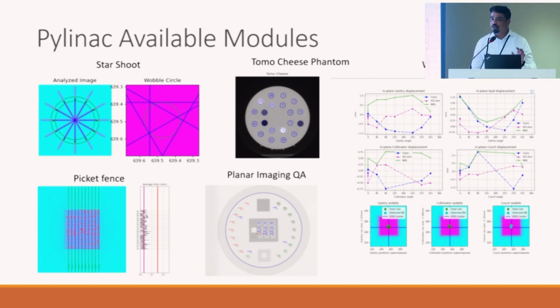You can see a star shot pattern. Normally during commissioning, you irradiate a film with a star shot, but it's very difficult to analyze the results.